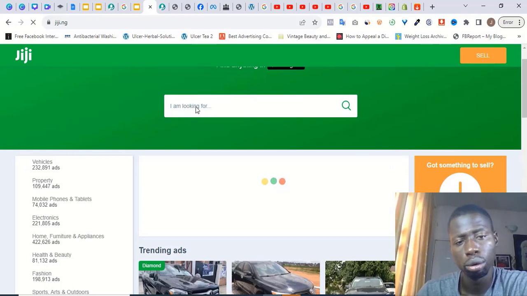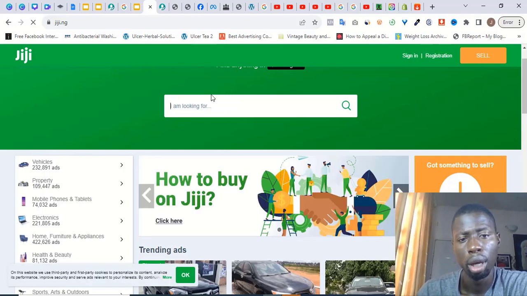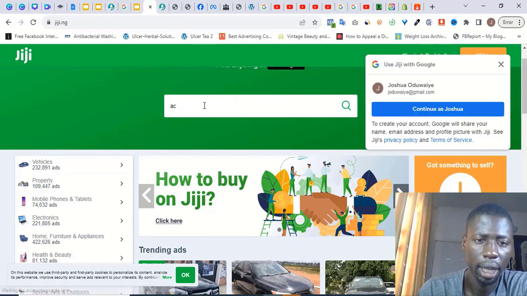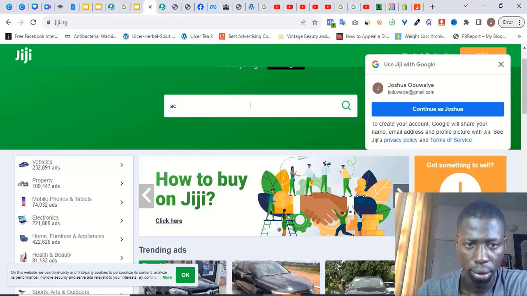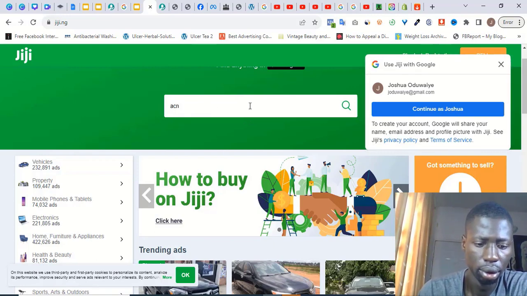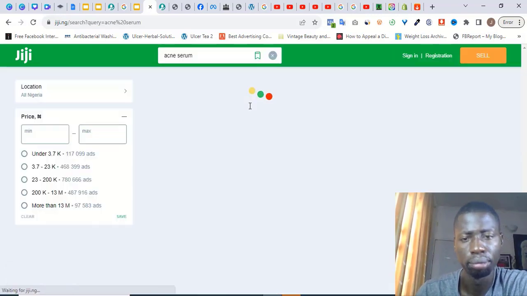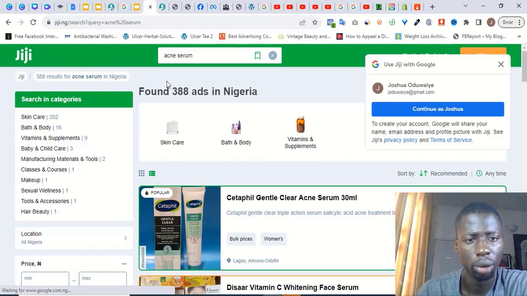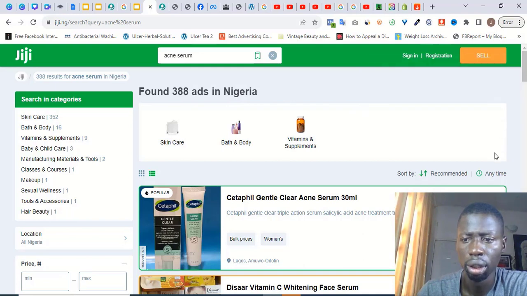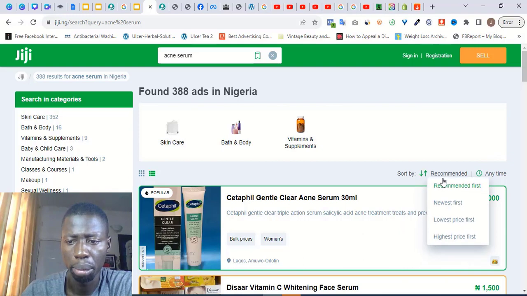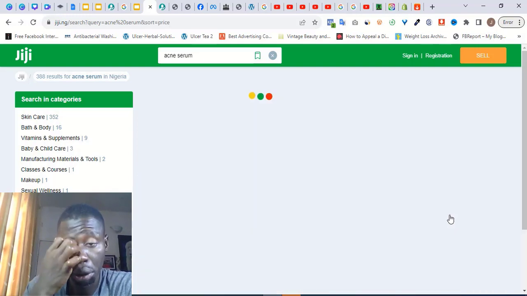And so I'm going to give an example. I'm going to search for a product. So let's say I'm searching for acne serum. Okay, so we have over 388 different products that are available from different sellers here. So what I'm going to do is sort them by price. I'm going to go by the lowest price first.